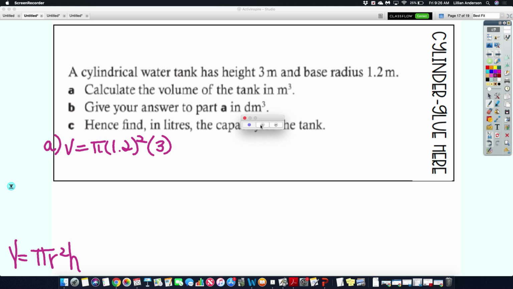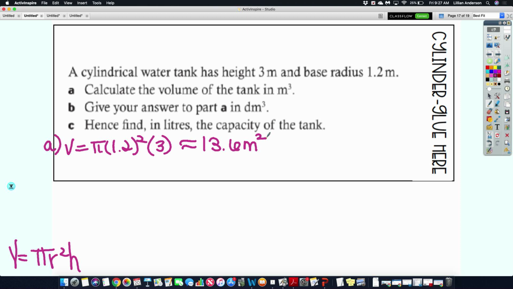What did you get? 13.6? Yes? Cubed, because we are talking about volume. Now it says give your answer to part A in dm cubed. What is dm cubed?